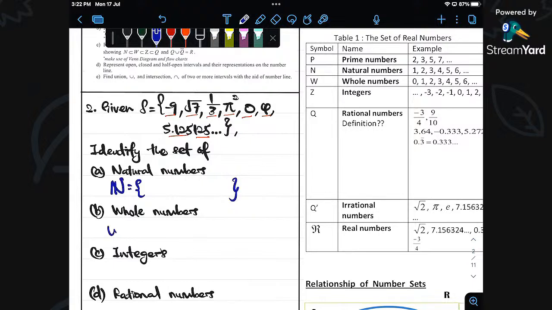Four. So the natural number is just 4. Well done. How about the whole numbers?